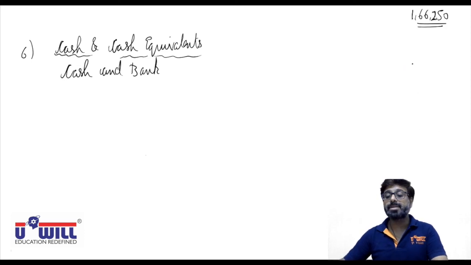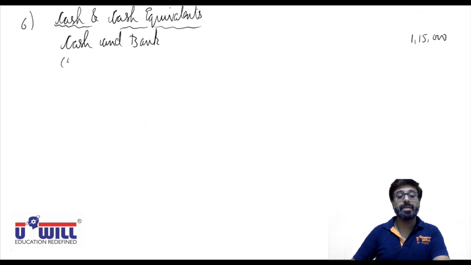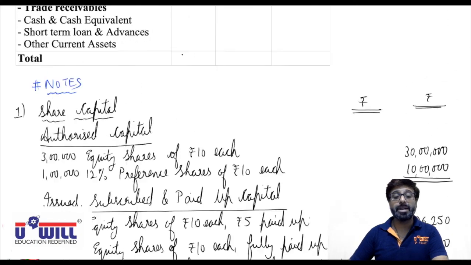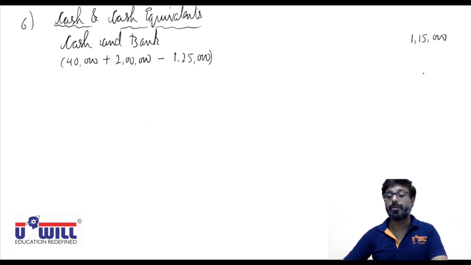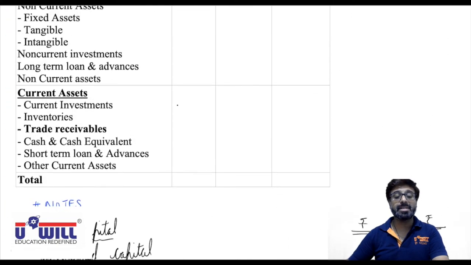How do we get this? 40,000 from the second entry plus 2 lakhs from the fourth entry minus, how much is paid? 1,25,000 is paid to creditors. That we will minus. So 2,40,000 minus 1,25,000 is 1,15,000. Then we don't have other items. We don't have short-term loans and advances and other current assets.